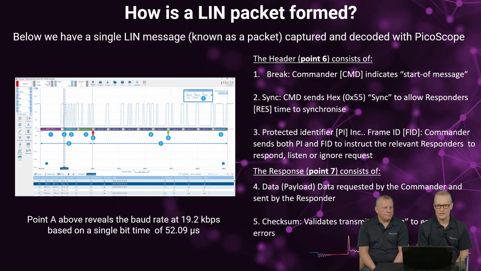The header consists of a break. So that's the Commander ECU indicating start of message. We have synchronization that sends a hex 0x55 sync to allow the responders time to synchronize. Point 3 here is the protected identifier, including the frame ID. The Commander sends both the protected identifier and the frame ID to instruct the relevant responders to respond, listen or ignore the request. Now there is a lot of diagnostic information in the frame ID.